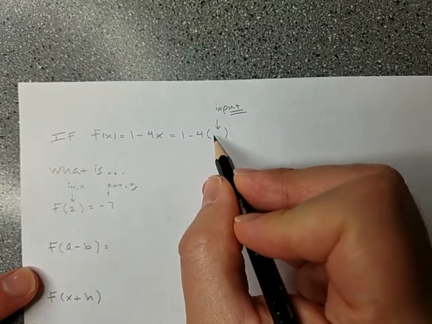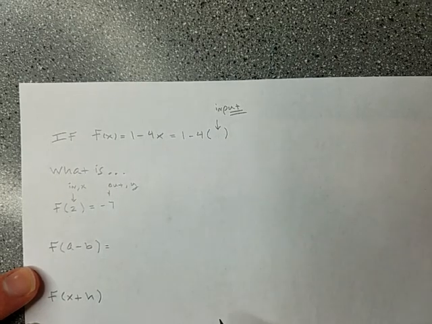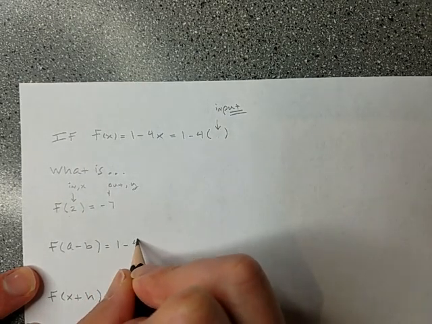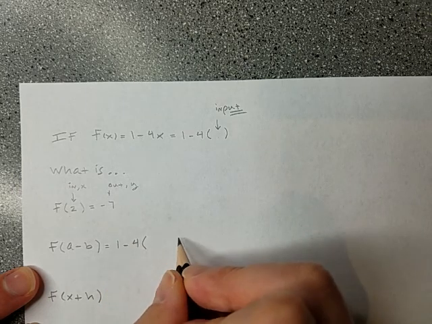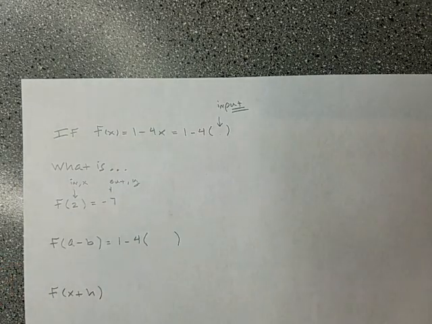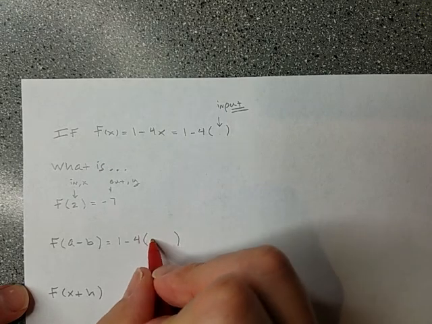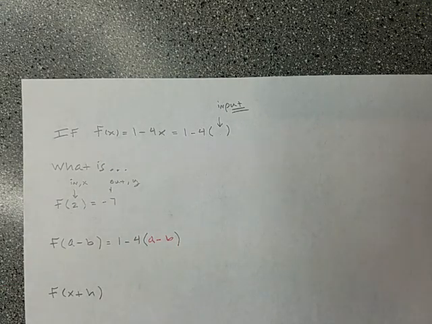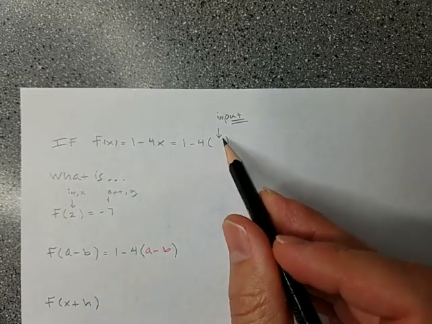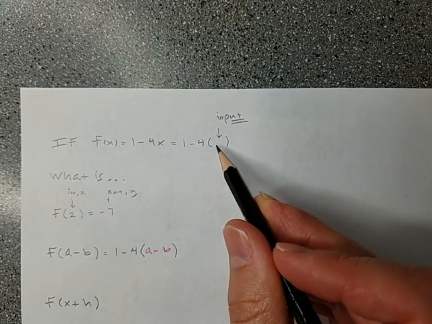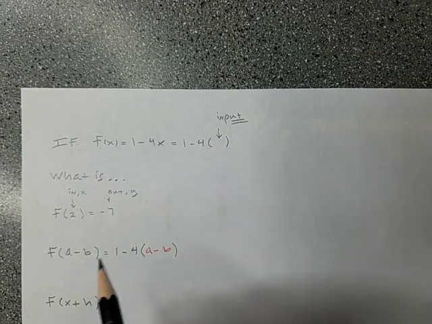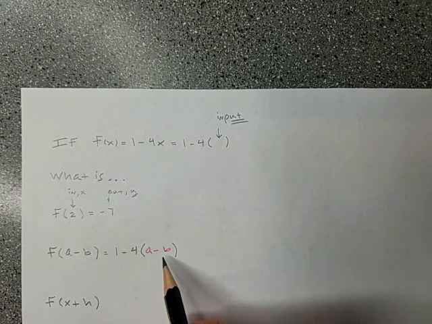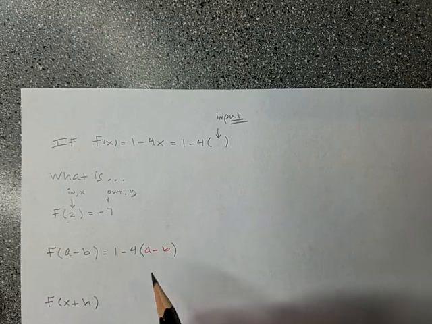I'll put it in the same spot. So you could think of it like this. 1 minus 4, and just for emphasis, the input is a minus b, okay? And it's supposed to go right there. That's where the input goes in the function. So that's where I put this. This signifies what the input is going to be. That's where it's going to go. 1 minus 4 times a minus b.